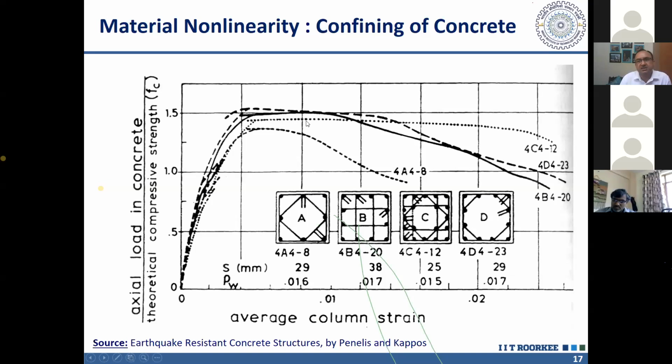So we can see the best confinement we can get is this C type of confinement. Confinement depends upon how many longitudinal bars we have on the perimeter which are restrained against outward movement. Here the maximum number of bars along the perimeter are restrained by this arrangement of lateral or transverse reinforcement. So this is giving us better confinement. The stress-strain curve is more or less flat, and the worst we are getting in case of A.